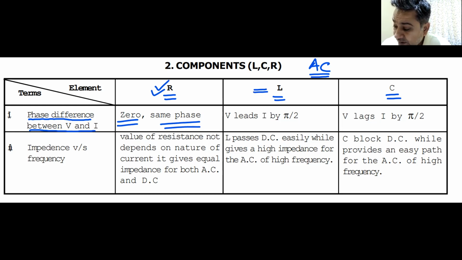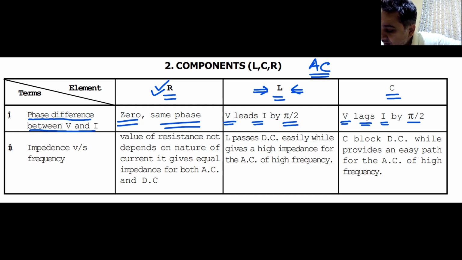If we have an inductor or L, then voltage leads current by pi by 2. Don't get confused. Don't make it ulta. In inductive circuits, voltage is ahead, current is lagging. How much is the angle? Pi by 2. Will you remember this? In capacitive circuits, voltage lags current by pi by 2. Will you remember this? Yes, sir.